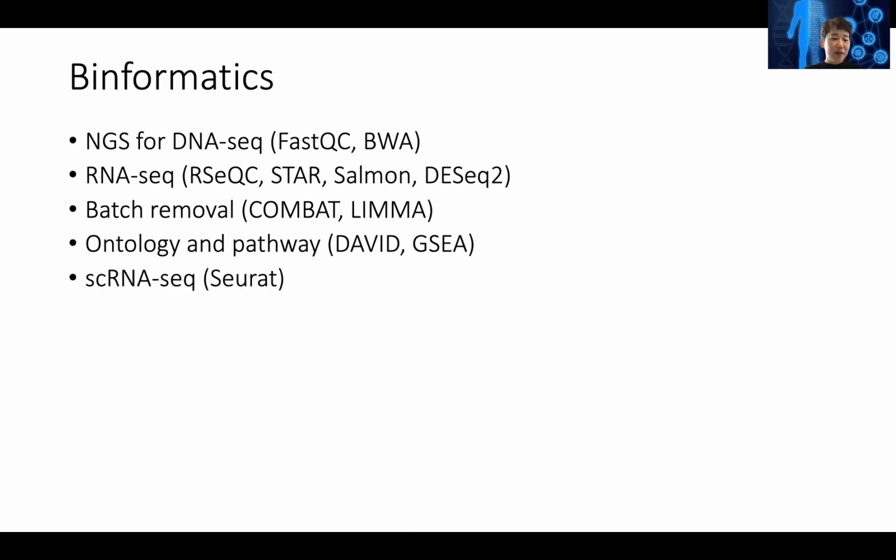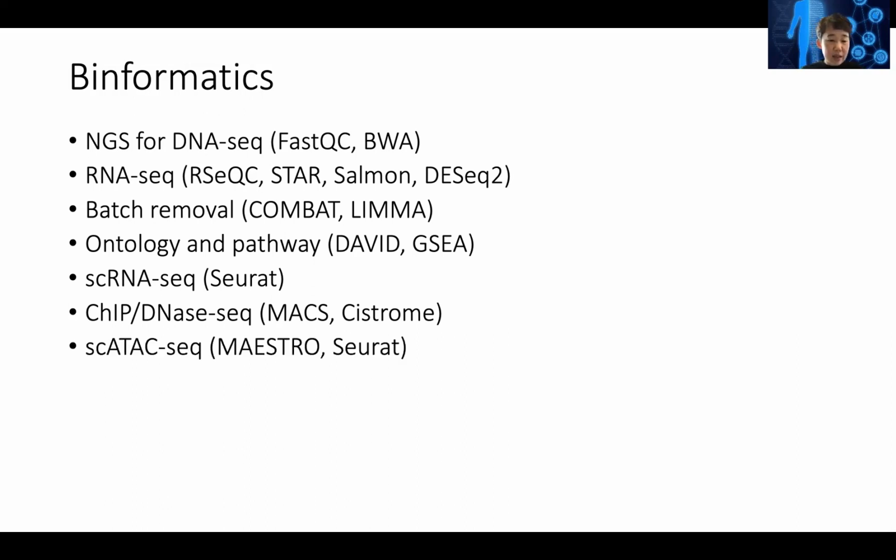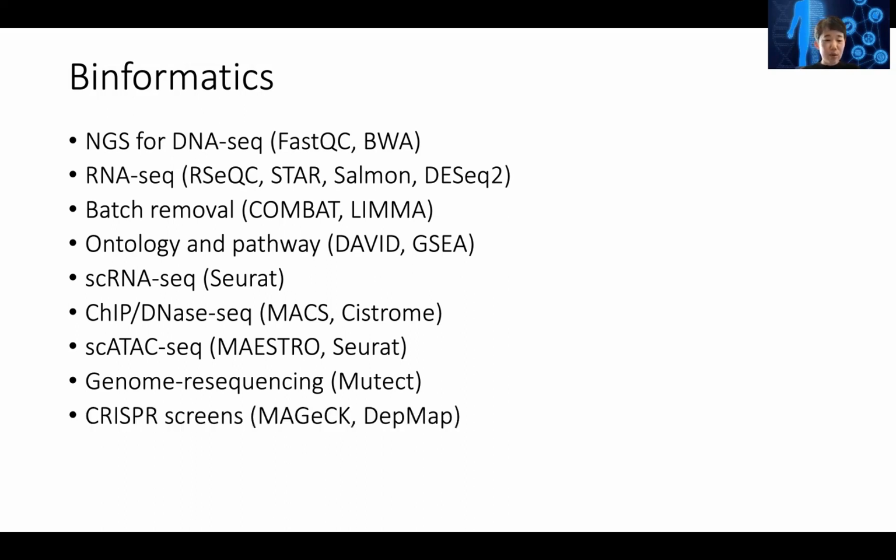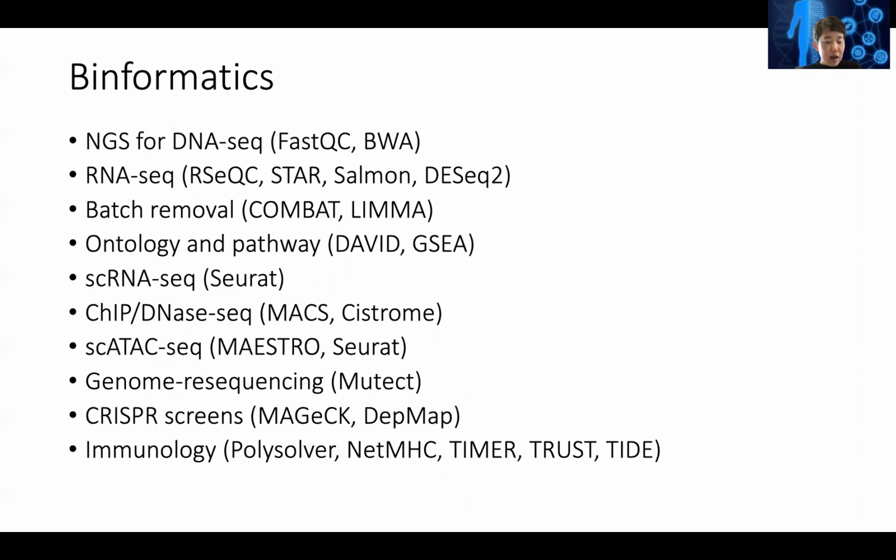And for single cell, we mostly focus on Seurat, even though there are also many, many other analysis methods. For ChIP-seq, DNase or ATAC-seq, we talk about MACS and Cistrome. And single cell ATAC-seq, you have some exposure on Maestro, followed by some Seurat functions. And for genome sequencing, I guess we didn't specifically tell you how to run MuTect because it's a pretty time-consuming effort, but at least you can look at the MuTect result. And we showed you how to do CRISPR screen analysis and also how to look at some immunology analysis methods.